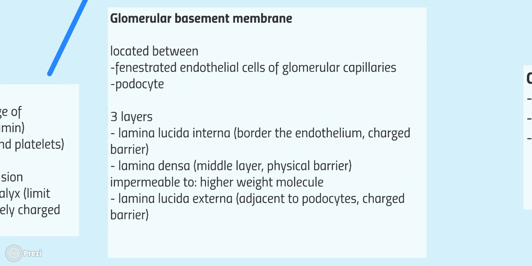So next is the glomerular basement membrane. It is located between the fenestrated endothelial cells of the glomerular capillaries and the podocytes. It consists of 3 layers. First, the lamina lucida interna borders the endothelium, and it acts as a charge barrier. The second layer is the lamina densa, which is the middle layer and acts as a physical barrier, and it is impermeable to higher weight molecules. The third layer is the lamina lucida externa, adjacent to the podocytes, and it acts as a charge barrier.